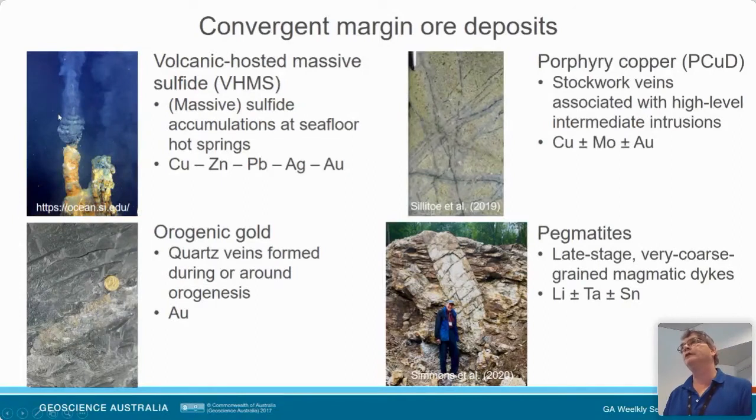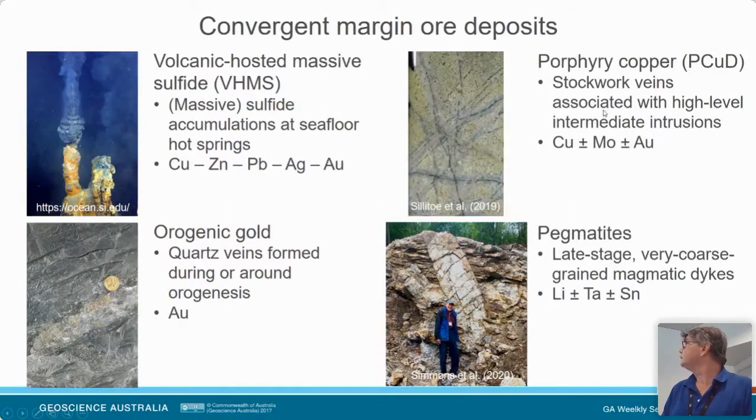And you can see this in a lot of the general public literature, where you have hot springs on the seafloor and they're actually precipitating massive sulfide or sulfide minerals. A volcanic hosted massive sulfide deposit is one of these deposits. It's a massive sulfide, it accumulates at the seafloor hot springs, and it contains copper, zinc, lead, silver, and gold.